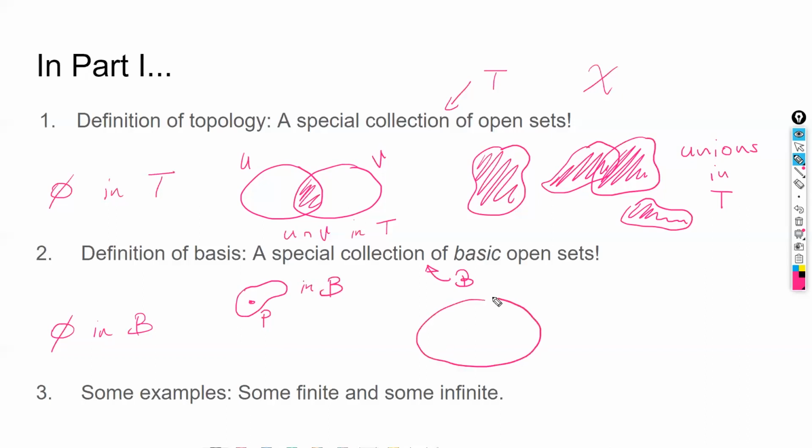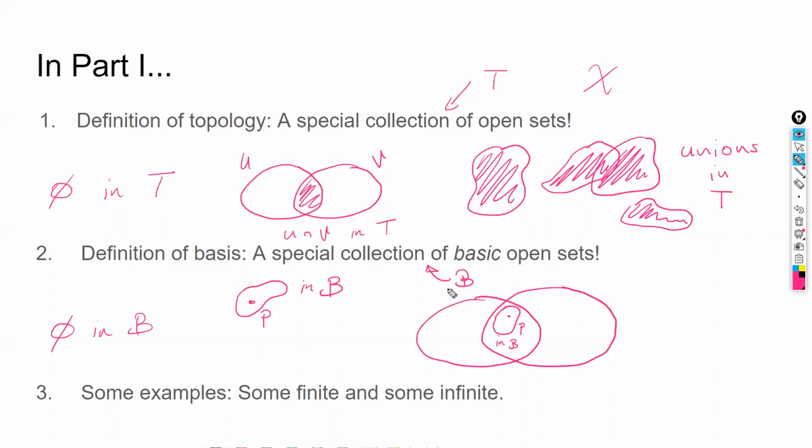And when you're given 2 basic open sets, here's a basic open set on the left and a basic open set on the right, and any point in the intersection of the 2 basic open sets, here I've got my point P, then there's some basic open set which contains that point and is contained in the intersection.